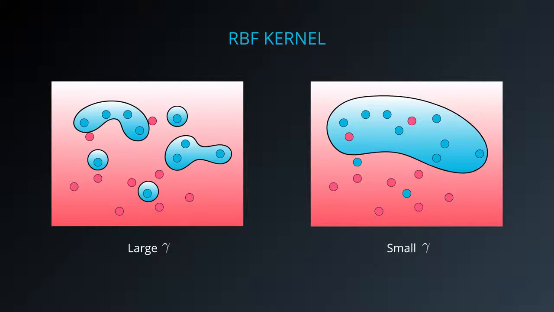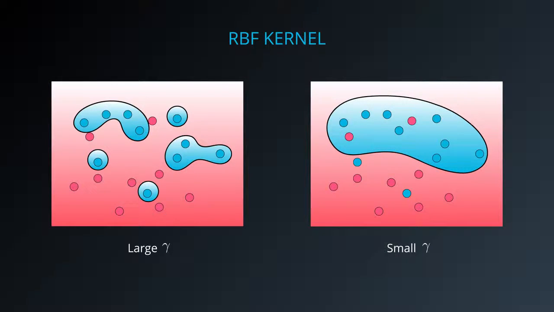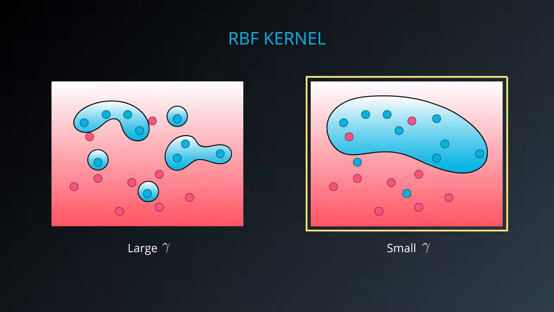Picture looking at your data from above or after the projection. If you used a bunch of skinny mountains, then your boundary will look like the one on the left, where most points have their own little piece of boundary surrounding them. If you use wider mountains, then you would end up with something like the boundary on the right. And as you can see from the picture, large values of gamma tend to overfit, and small ones tend to underfit.